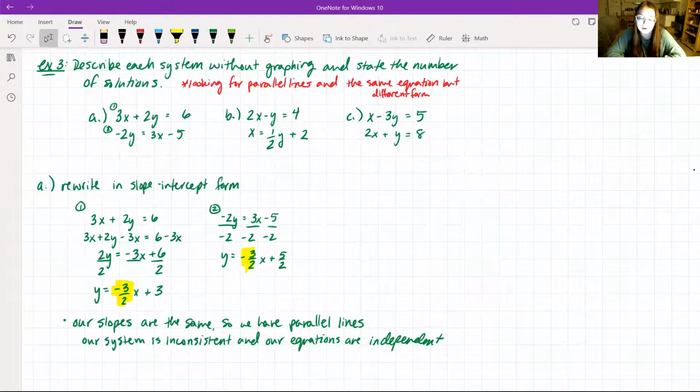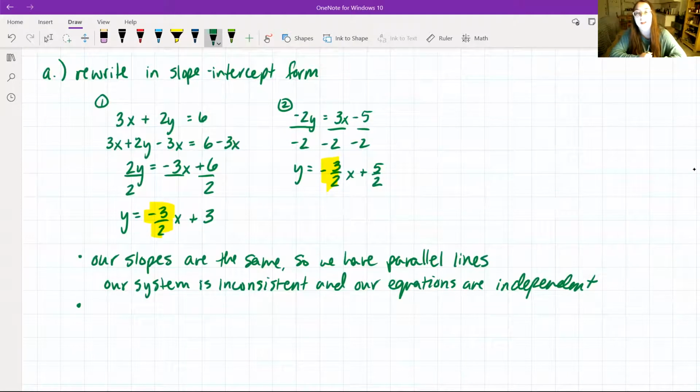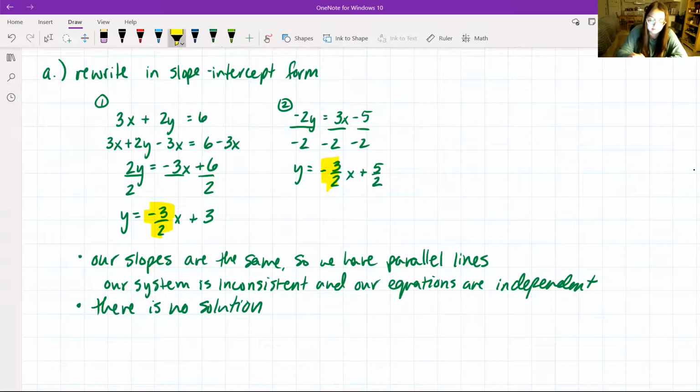Since we wanted to describe each system without graphing, we've now described our system and we state the number of solutions. Since we have parallel lines, there is no solution. And we can say that this here will be our final answer.